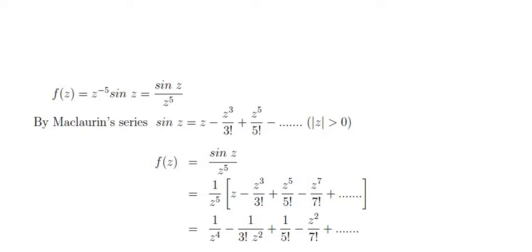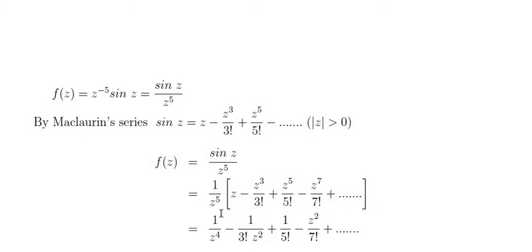As we know, sin z is equal to z minus z cube by 3 factorial plus z raised to 5 by 5 factorial minus and so on. Then the question is sin z by z raised to 5. We can write it as 1 by z raised to 5, substituting the value of sin z as a series representation. It is the Maclaurin series of sin z.